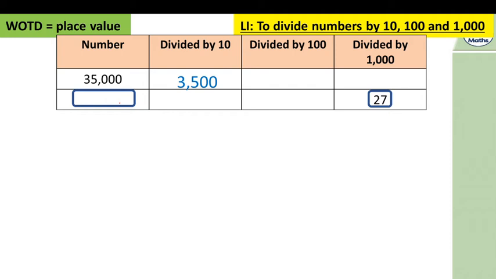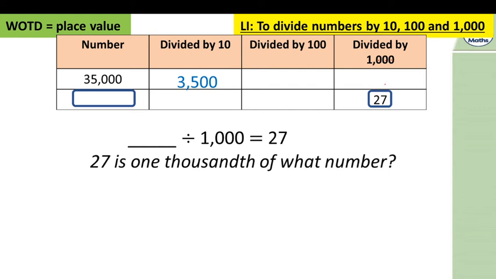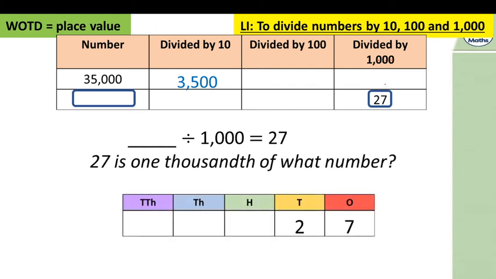So how many columns do you move to the left if you're timesing by 1,000? So 27 is 1,000th of what number? Let's just have a look. So that is 27, that's 10 times bigger. If you times it by 100, you get 2,700. If you times it by 1,000, you're going to get 27,000. So 27,000 divided by 1,000 is 27.